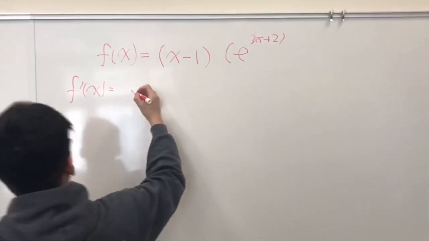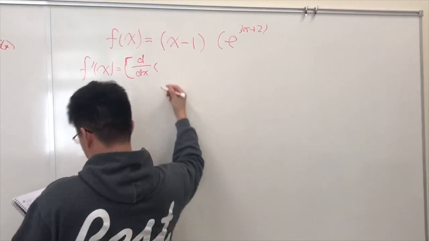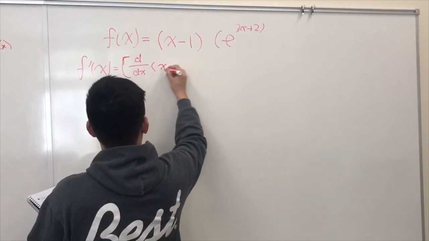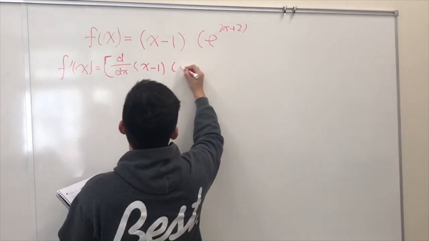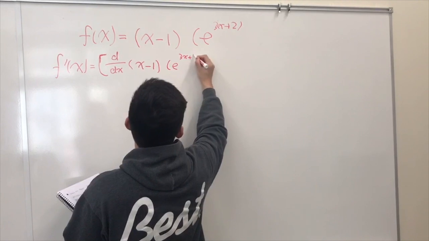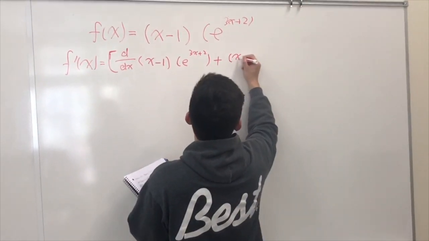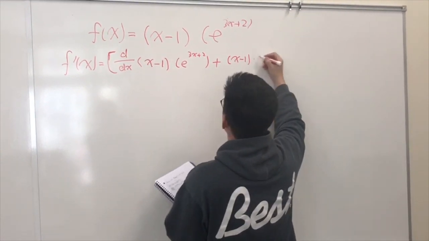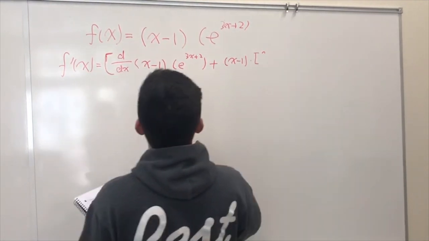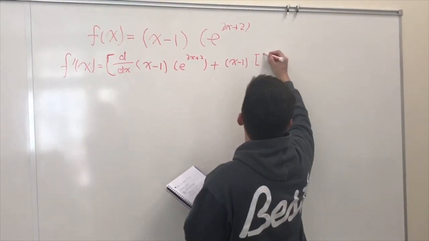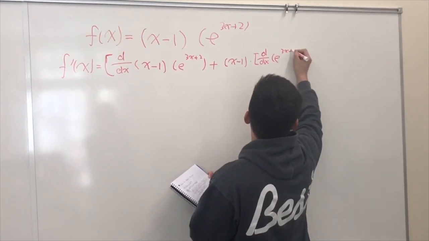f(x) equals (x minus 1) times e to the 3x plus 2. For the derivative, we will start off with the product rule, which is h(x) equals f prime of x times g of x plus g prime of x times f of x. So we will do the derivative of (x minus 1) times e to the 3x plus 2, plus (x minus 1) times the derivative of e to the 3x plus 2.